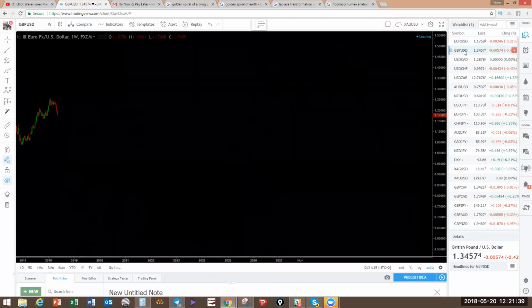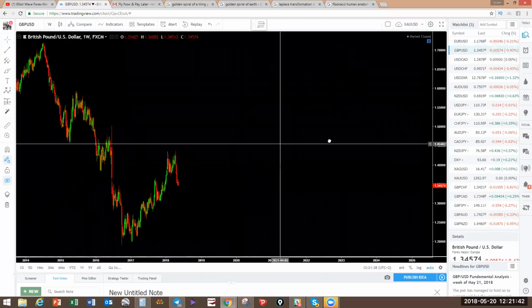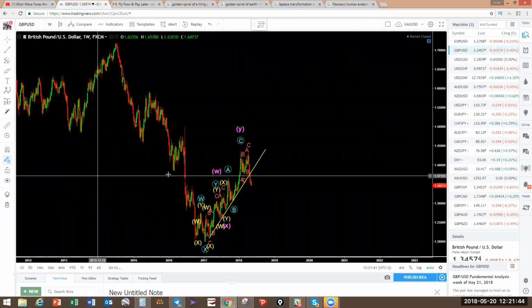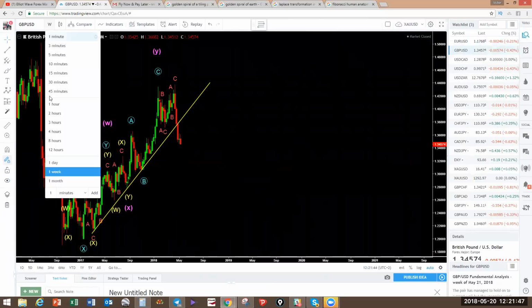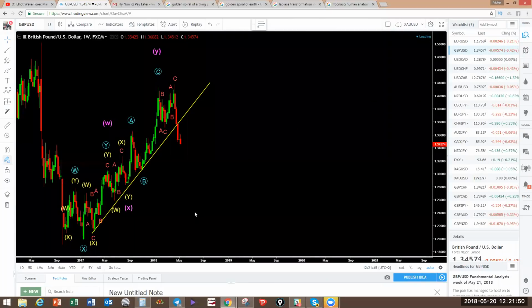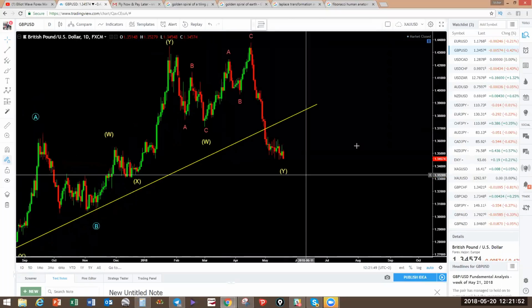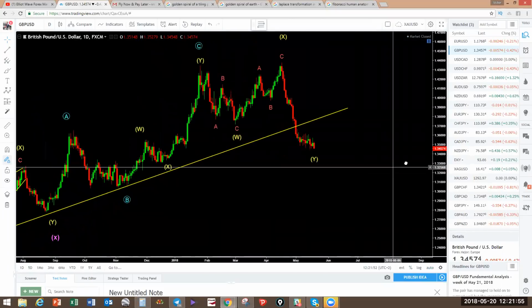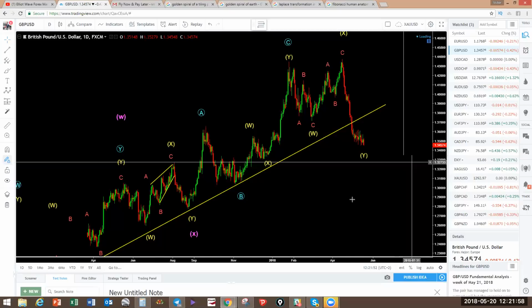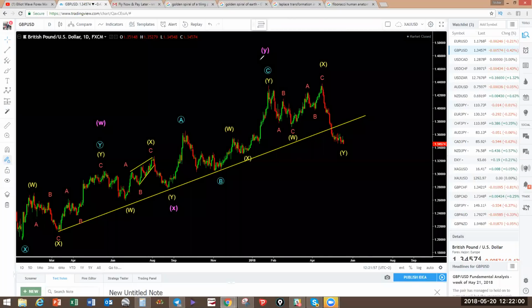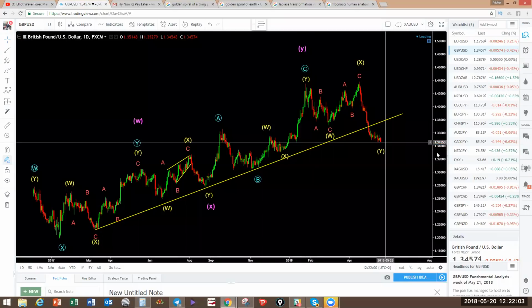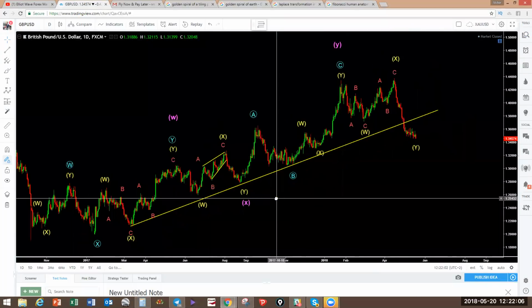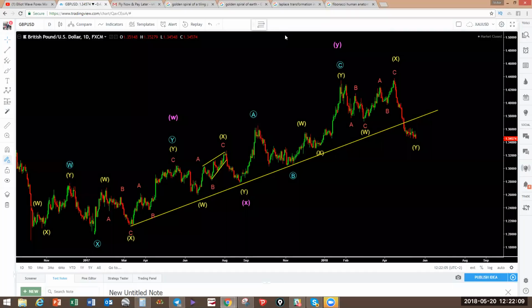Pound US dollar. If I just show you the labeling there, let's go daily, so it does not look cluttered. So pound US dollar, we've started a move to the downside. So what are we looking at? We're looking at a bounce. So we've made this move here. Let's give ourselves more space. Pound US dollar, we've made this 3-wave move, WXY. Okay, and now we're starting this move to the downside.